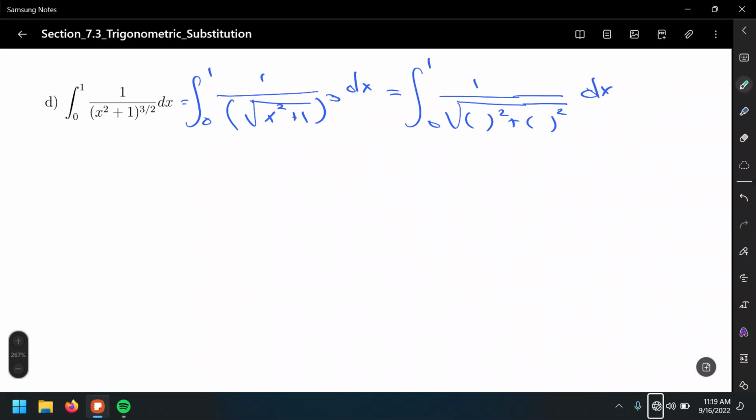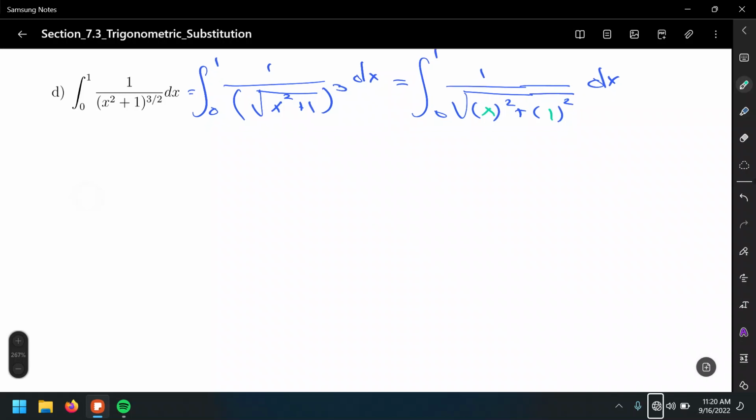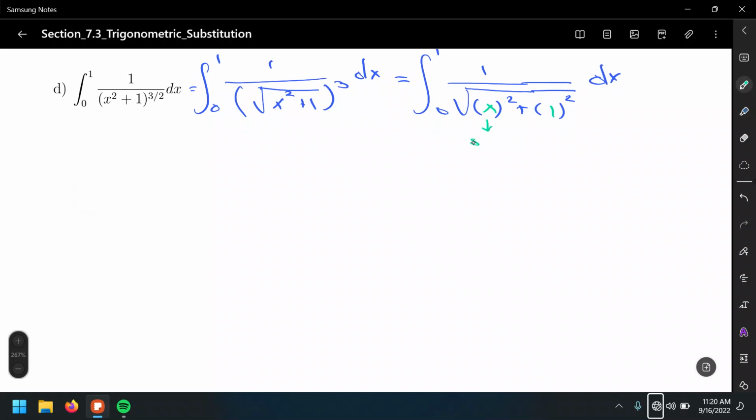Now the question is, what quantity squared equals x squared? x. What quantity squared equals 1? All right, what do we have? Sum of squares or difference of squares? What do these two terms represent? Does one of them represent the hypotenuse? No, these are the lengths of the sides, right? So side and side. Okay.